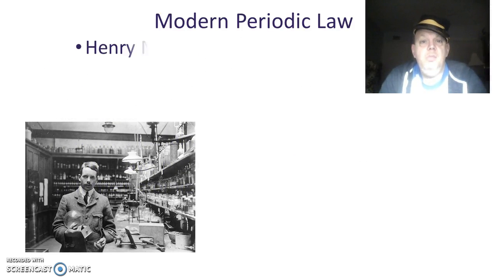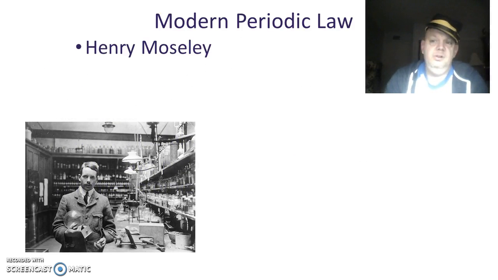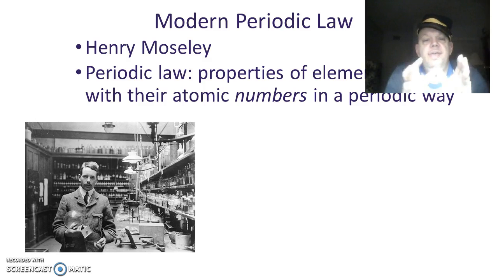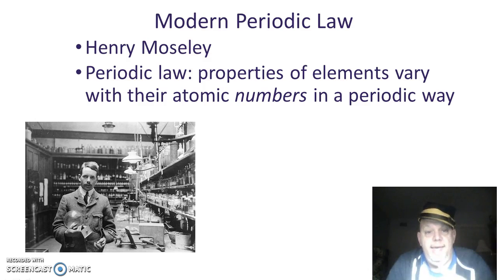We move on now to the modern periodic law, because Mendeleev was back in the 1860s. Now we got Henry Moseley, and what he did, he looked at the properties of elements, and he said, hey, they vary with their atomic numbers in a periodic way. And that's a picture of Moseley right there.